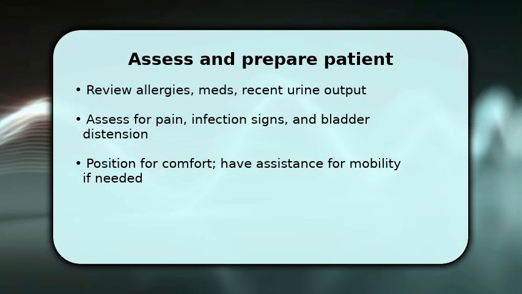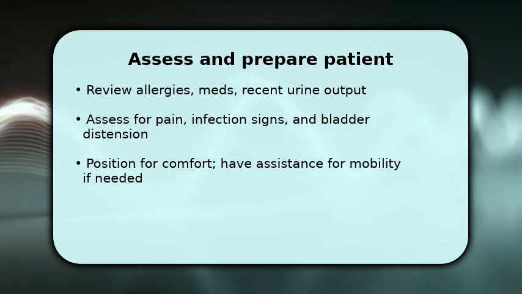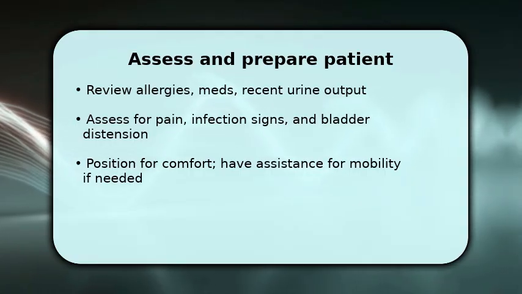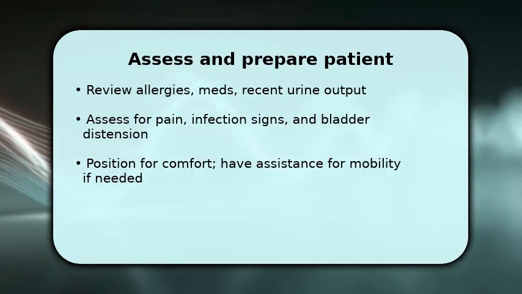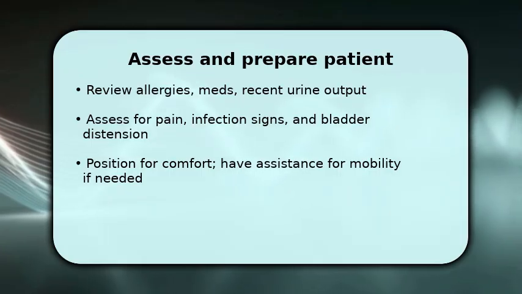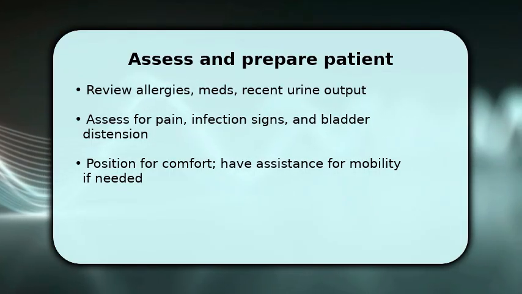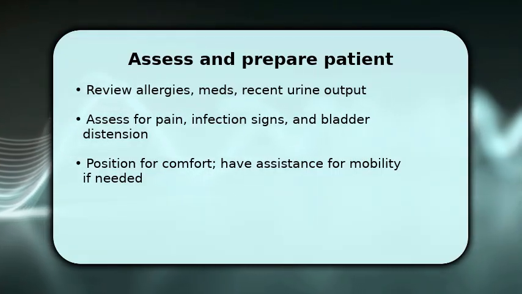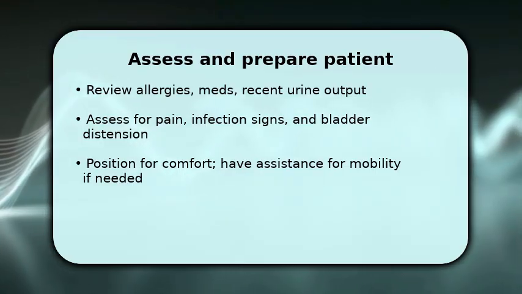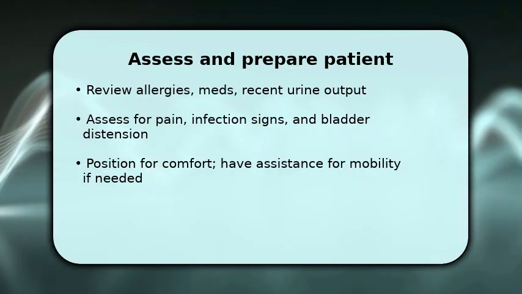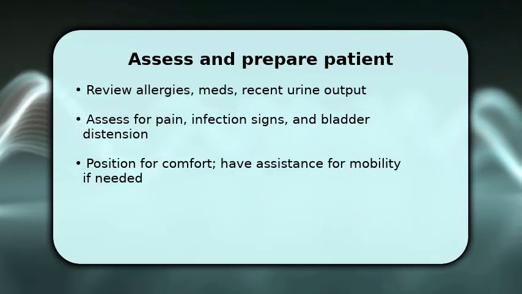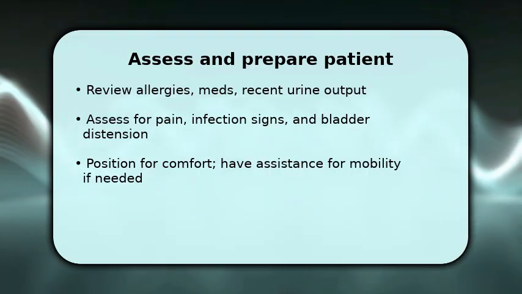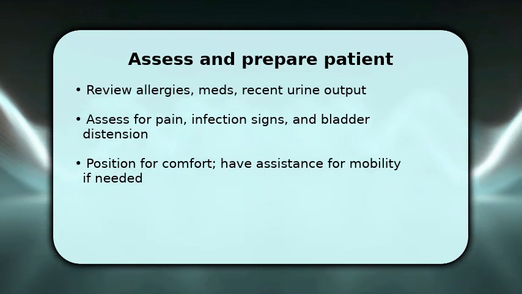Next, perform a thorough assessment. Review allergies, current medications, and recent urine output so you understand risks. Once that's complete, evaluate for pain, fever, erythema, leakage, or bladder distension, signs that may require clinician reassessment before any removal. Position the patient for dignity and comfort, and ensure assistance is ready for transfers. This minimizes falls and strain. These preparatory steps reduce complications and ensure the decision to remove is clinically appropriate and timely.